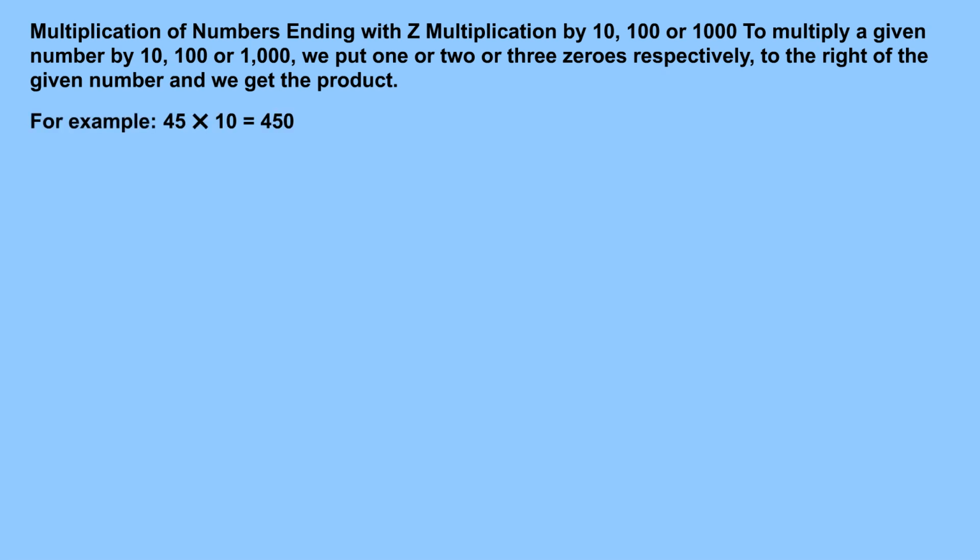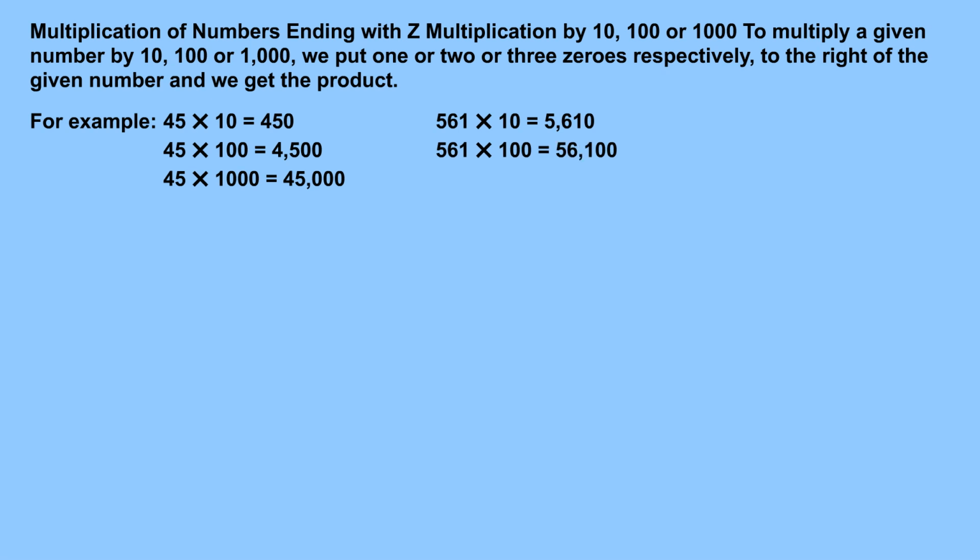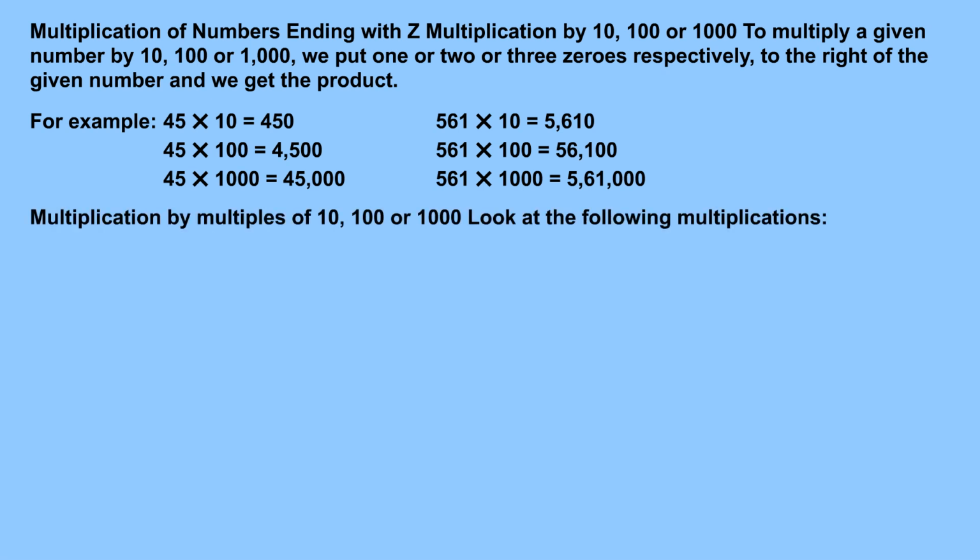For example, 45 times 10 equals 450. 45 times 100 equals 4500. 45 times 1000 equals 45,000. 561 times 10 equals 5610. 561 times 100 equals 56,100. 561 times 1000 equals 5,61,000.